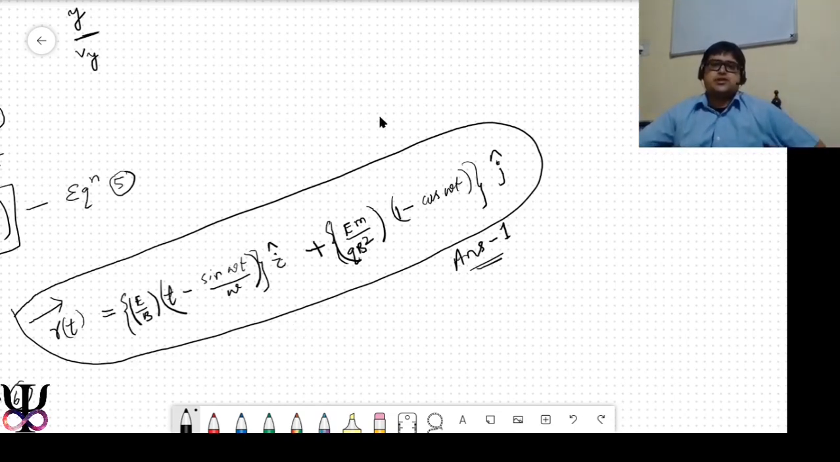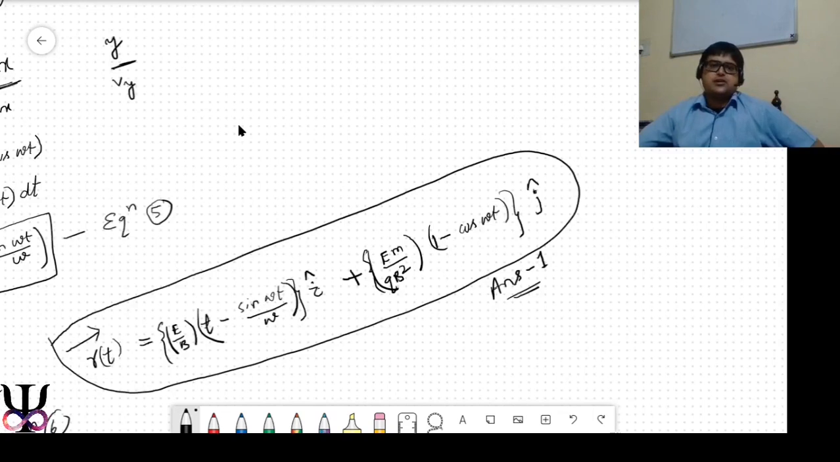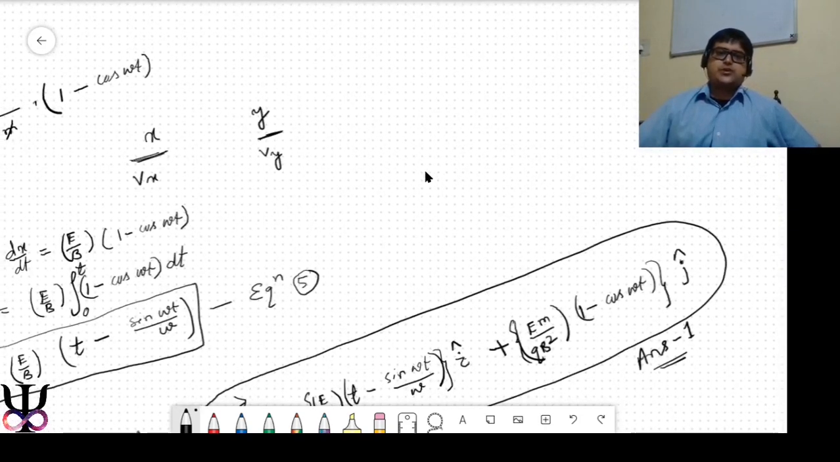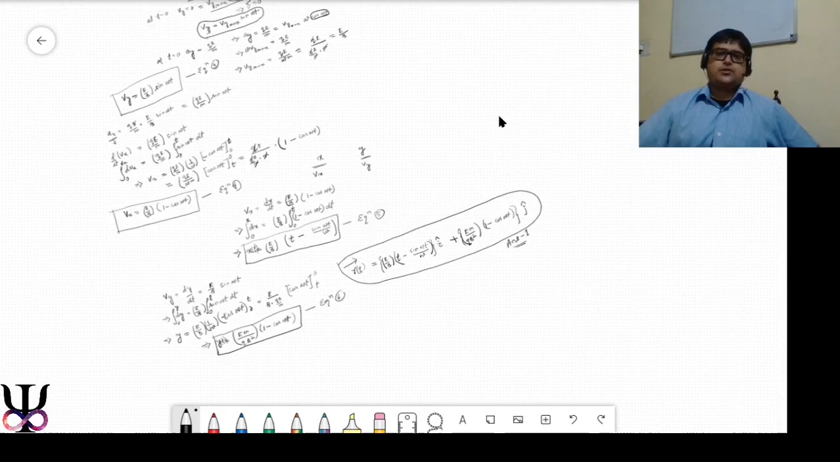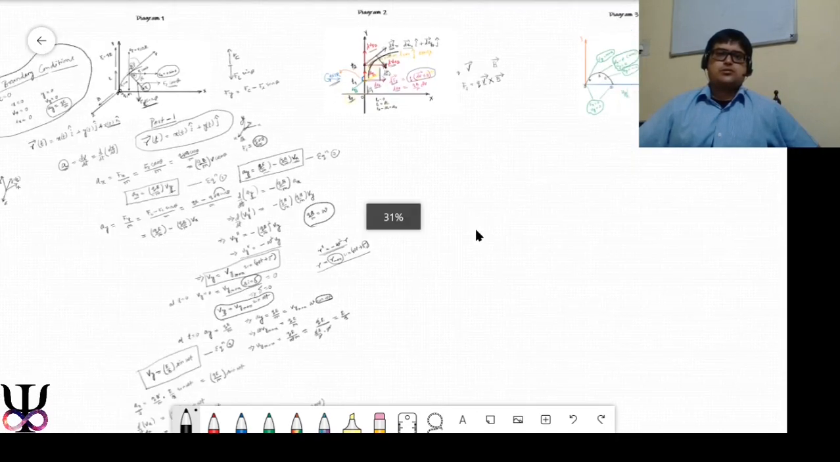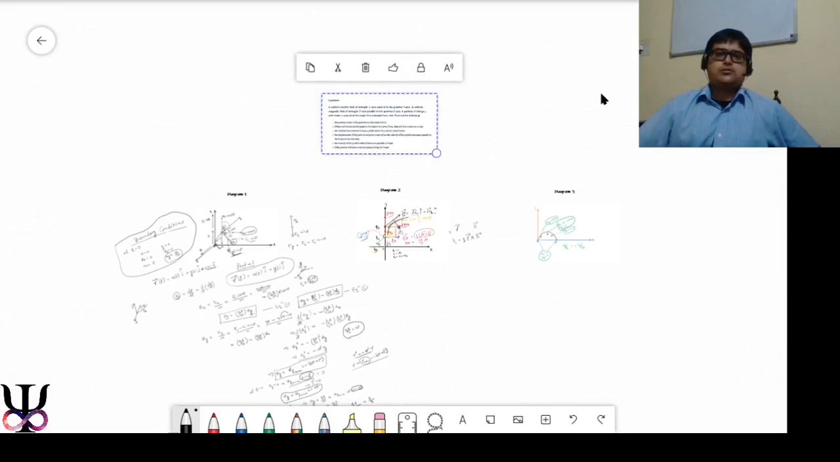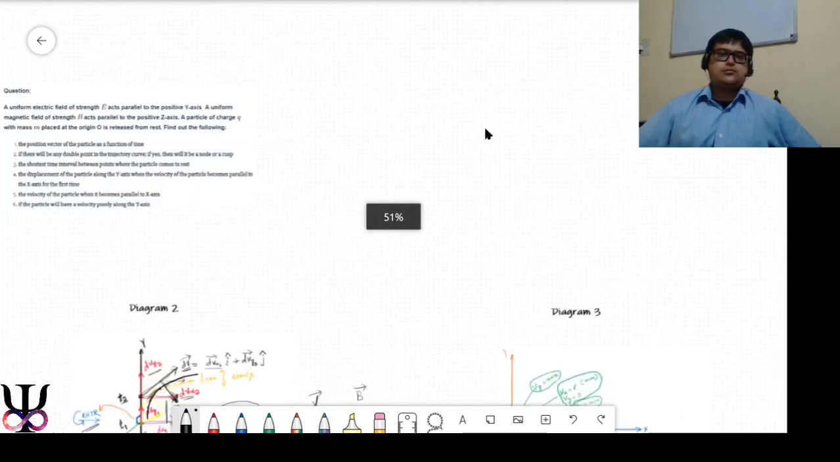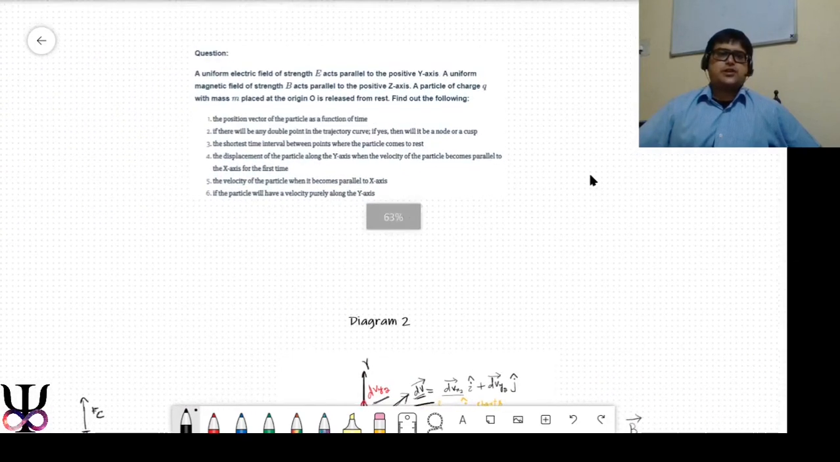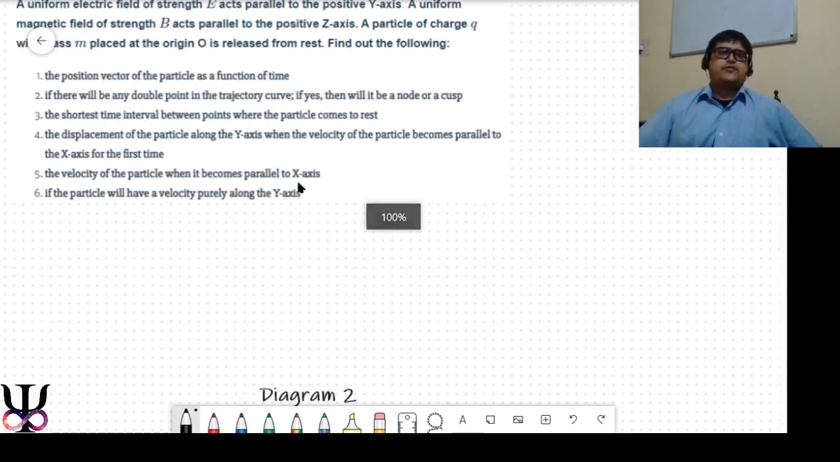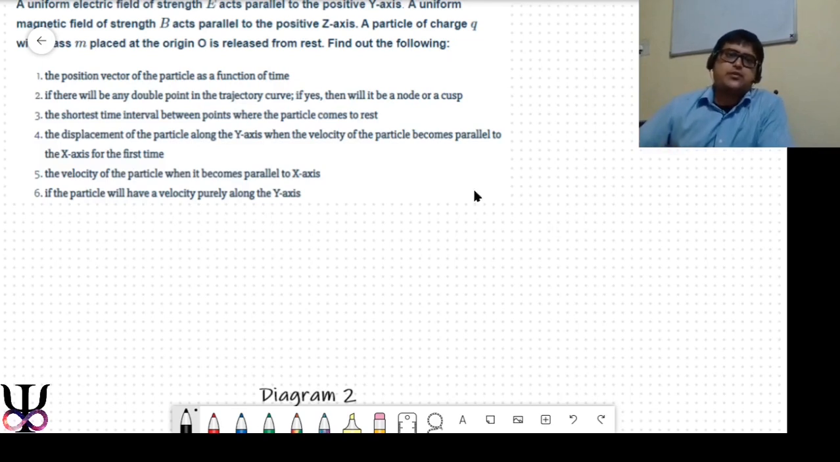The other parts of the question are simply going to come from this first part, so that's what we will be dealing with next. Let's go back to the question. What is the question asking now? If there will be any double point in the trajectory of the curve, and if yes, will it be a node or a cusp? In this part it is pretty clear that we have to trace the curve in order to find the answer.